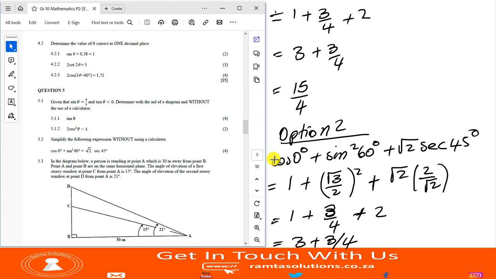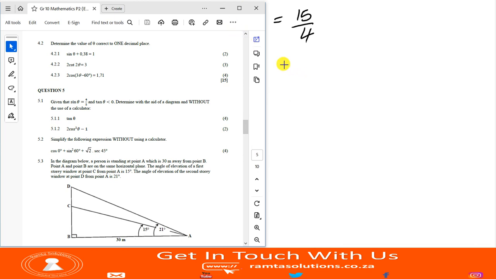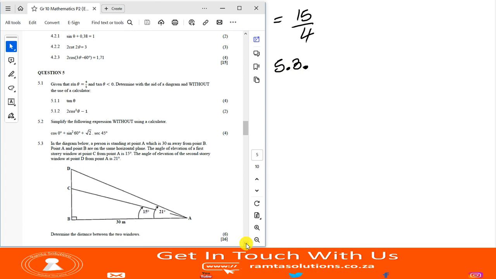Perfect. Now let's head to 5.3. They say, in the diagram below, a person is standing at point A, which is 30 meters away from point B. Point A and point B are on the same horizontal plane.